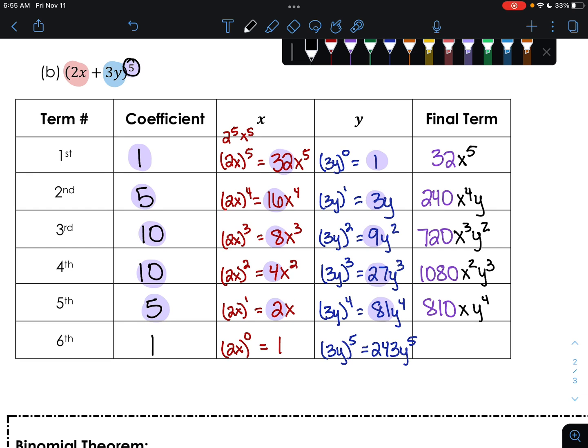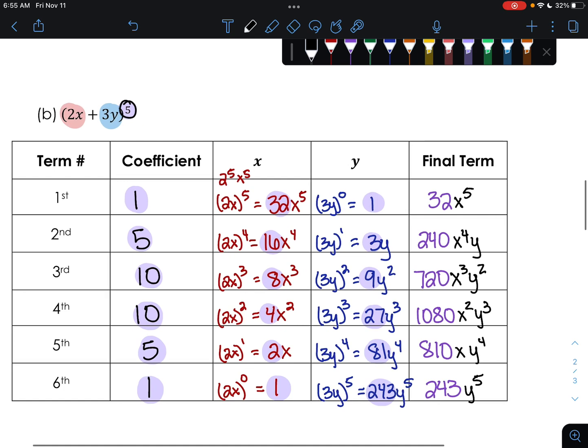Then lastly, I multiply 1 times 243. That gives me 243. y to the 5th power. So again, each pair of exponents adds up, the exponents total add up to be 5.